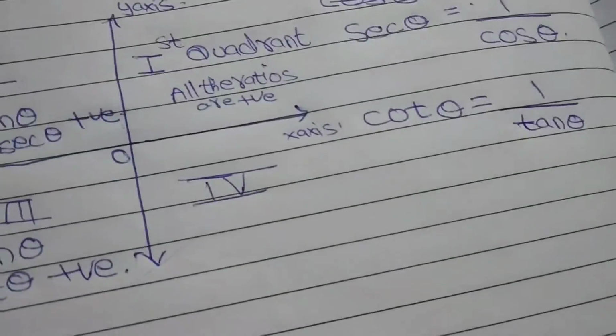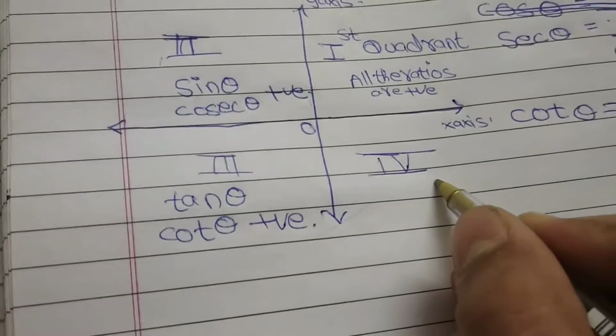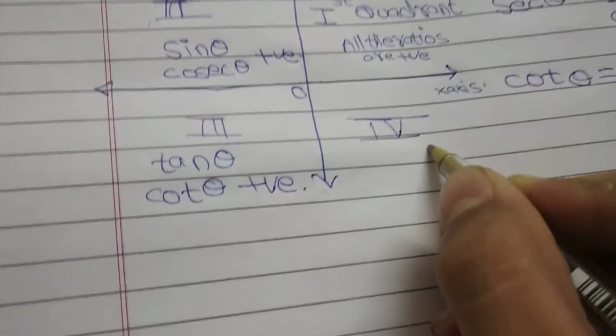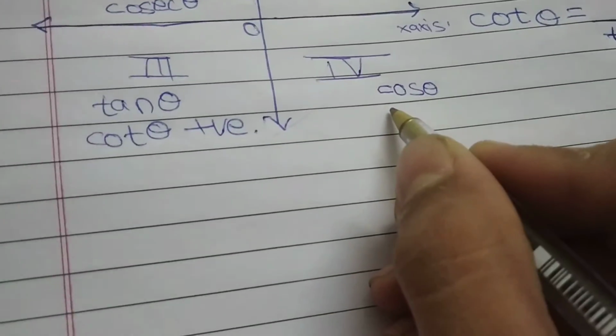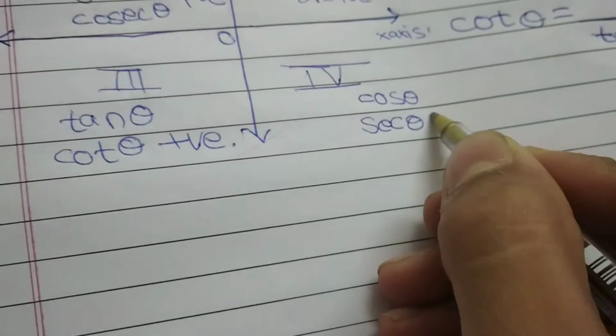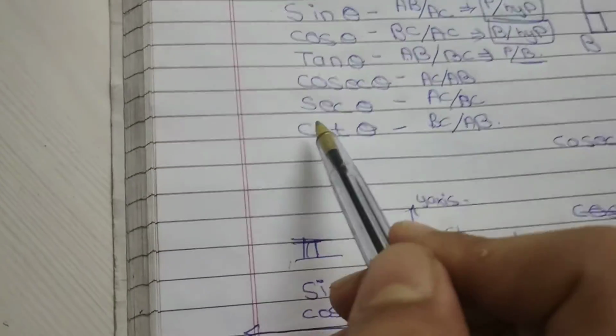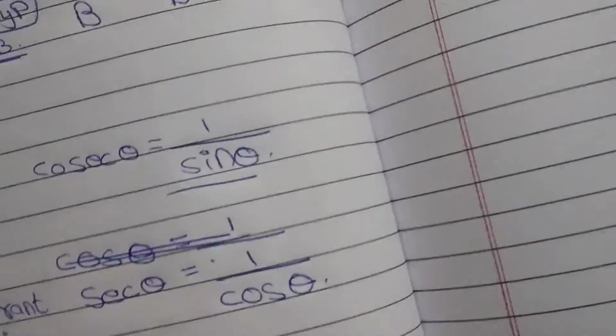So now we will see the fourth quadrant. In fourth quadrant, we see that only and only cos theta and reciprocal of cos theta, that is sec theta, are positive, rest all are negative, that is sin theta, tan theta, cosec theta, and cot theta are all negative in fourth quadrant. So we have to remember this graph.